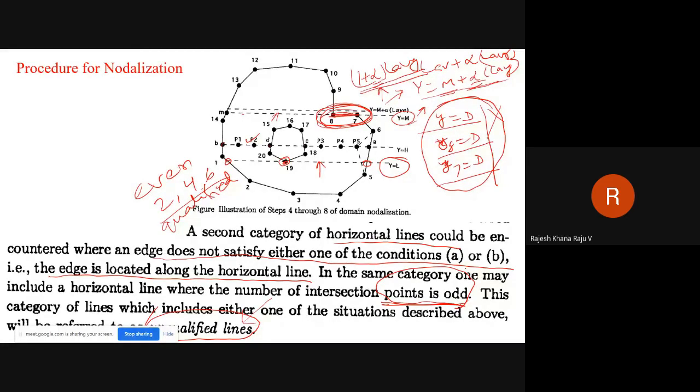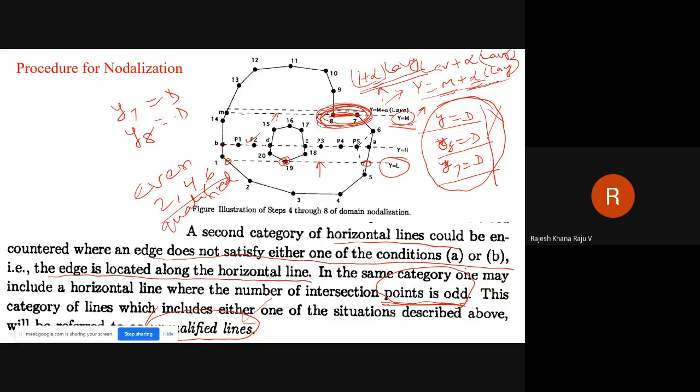So in order to avoid that situation, we will manipulate things a little bit here and there. One of the cases we have shown here is this one, where this imaginary line y equal to m is passing through this particular edge 7, 8. That means both points 7 and 8 have y coordinates equal to d for that particular line.